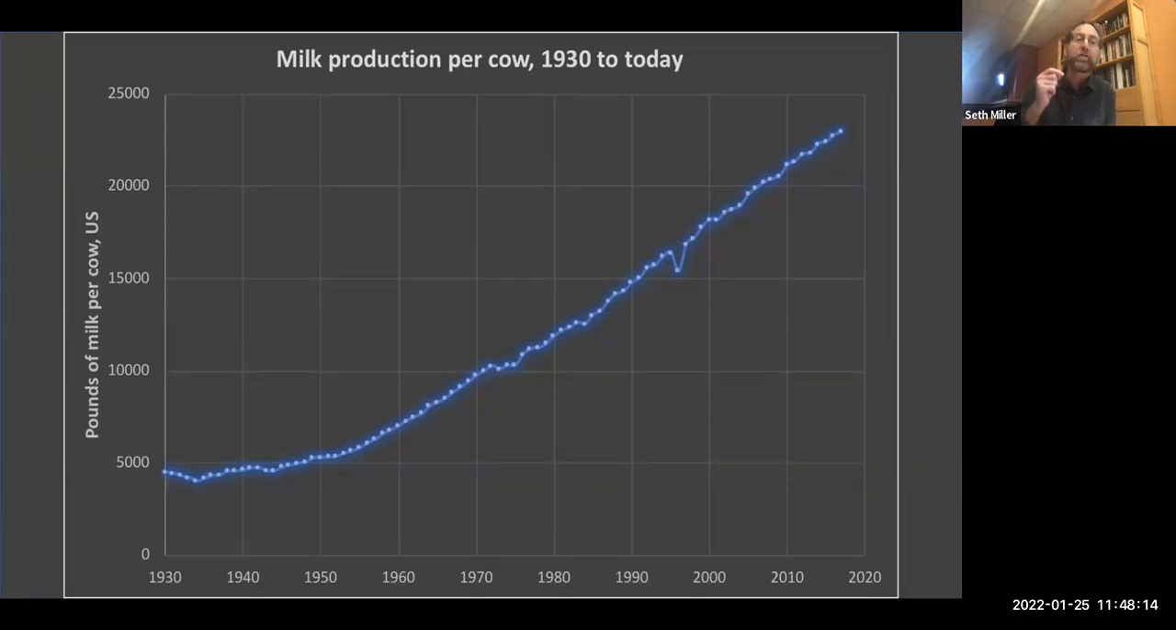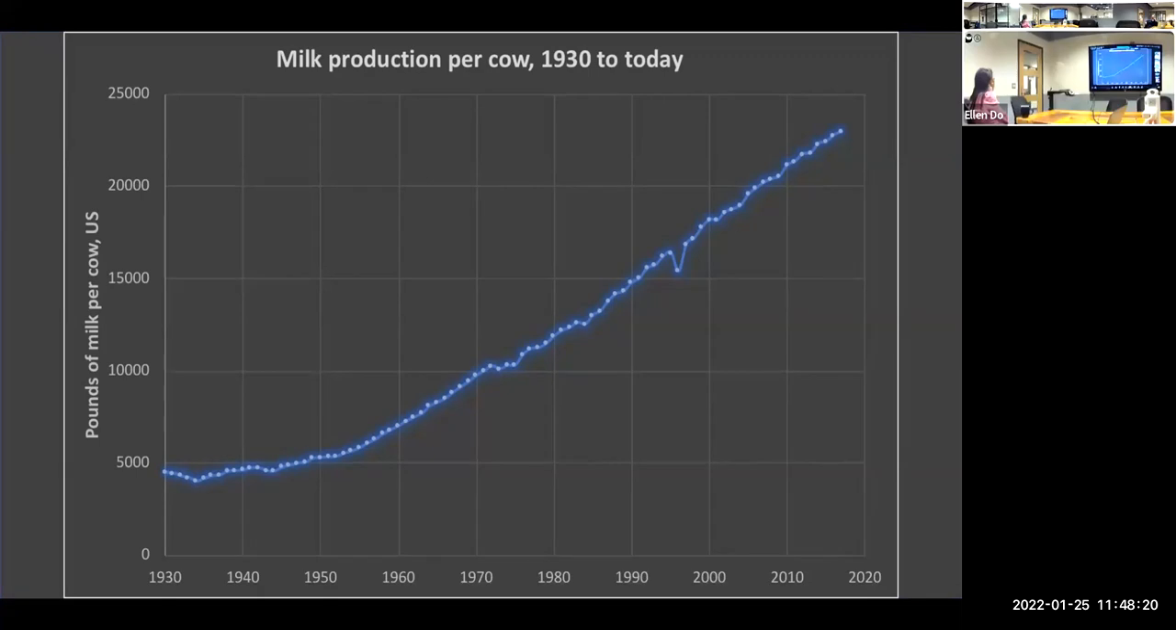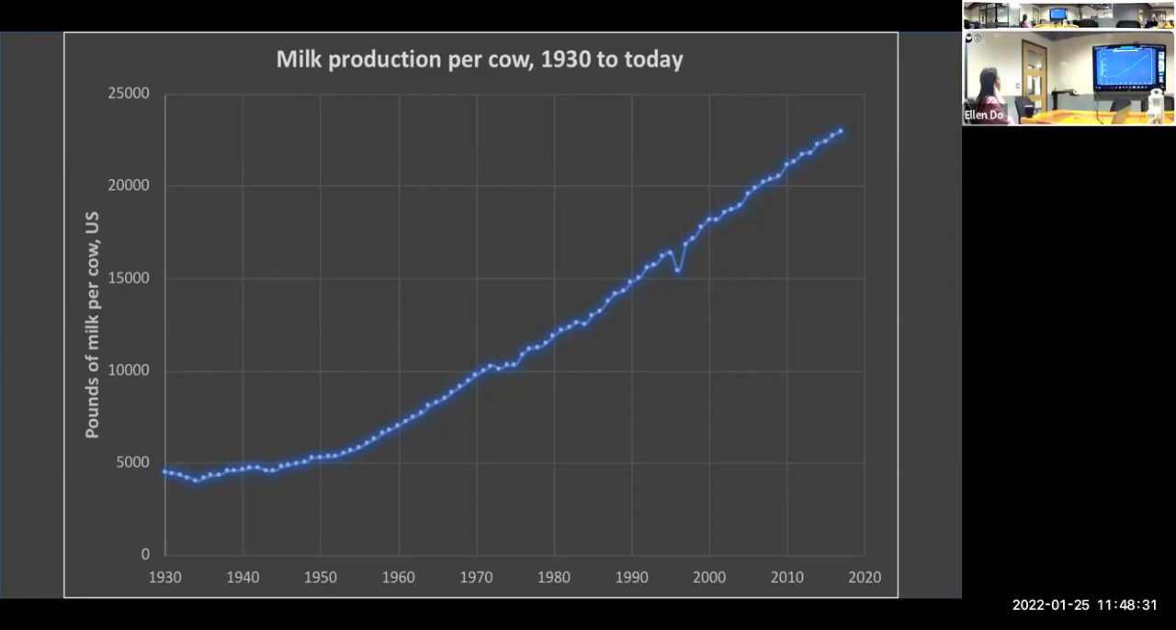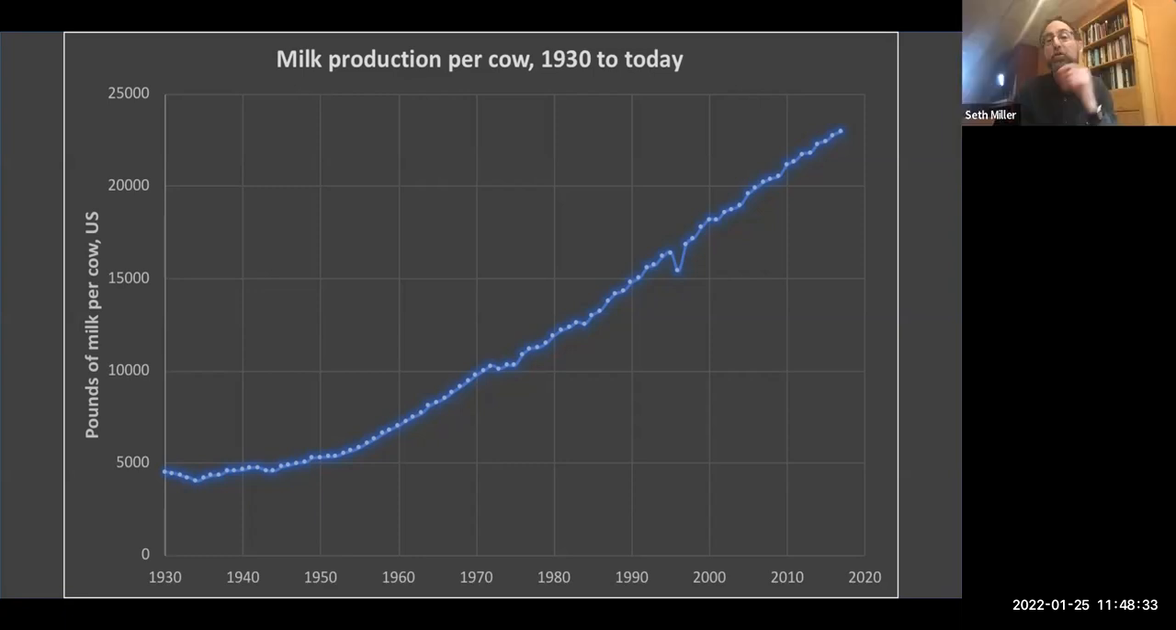So this is a plot of the number of pounds of milk created by a cow as a function of year. And you can see during the period of World War II, you had about 5,000 pounds of milk per cow. Today, it is almost 5 times as much. It's about 25,000 pounds of milk per cow. And you'll notice that there's no saturation in this curve. We haven't hit a biological limit, right?